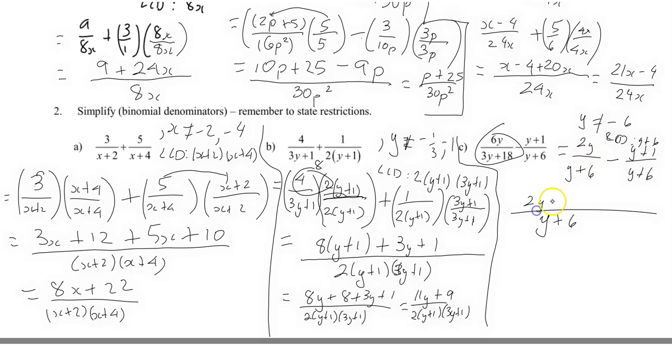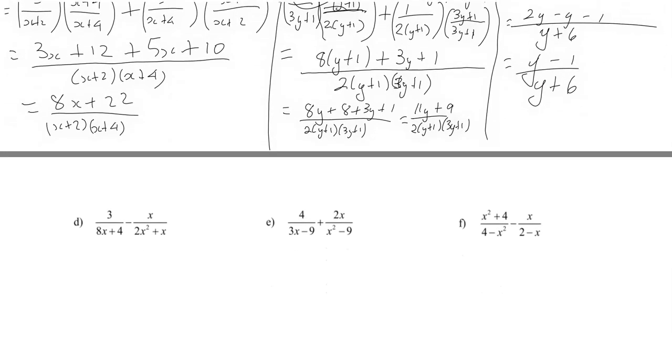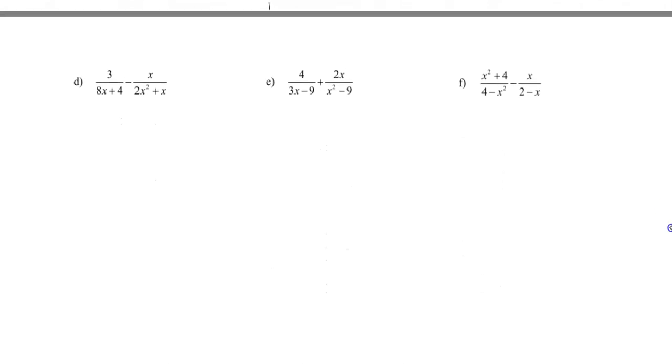I've got 2y minus y minus 1. Watch this. Okay, this minus sign distributes through. Equals, so 2y minus y minus 1 over y plus 6. And by recognizing that this term could be simplified, so you're allowed to simplify a single term, we save a lot of work. Okay, let's do a few more.